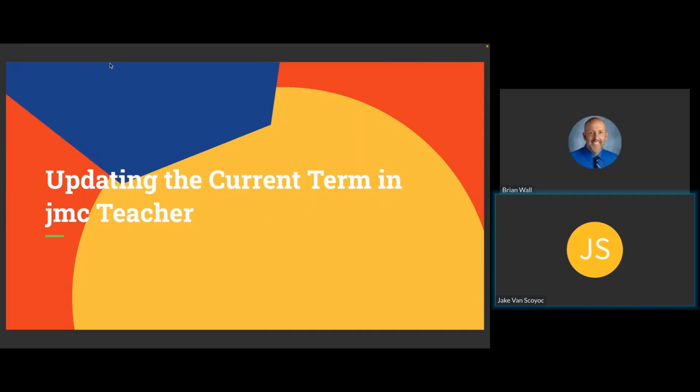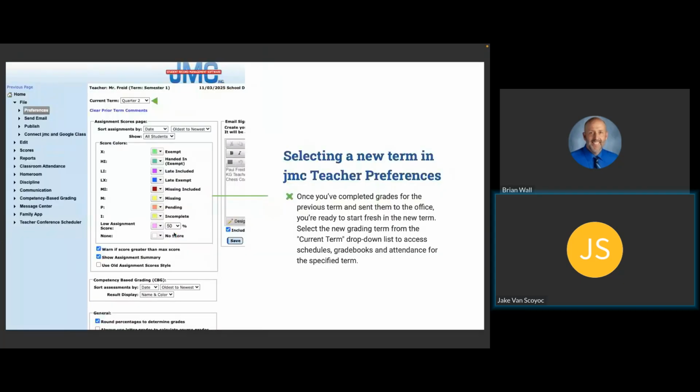And one of the final processes here, when we have closed out our term, we're going to get ready for the next term in JMC. So once you've completed grades for the previous term and sent them to the office, you're ready to start fresh in the new term. You're going to select the new grading term from the current term drop-down list on the File Preferences page. So we're on File Preferences, and the current term is right here at the top. We can select that upcoming term, and that's going to allow us to get ready for what's coming up ahead, as well as preparing grades from what just happened.